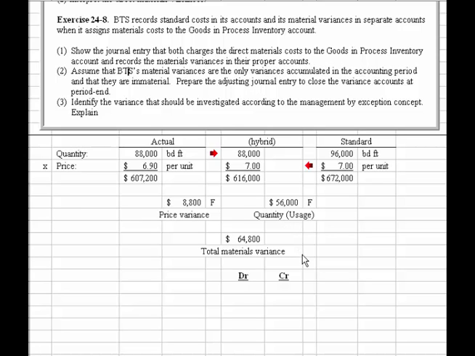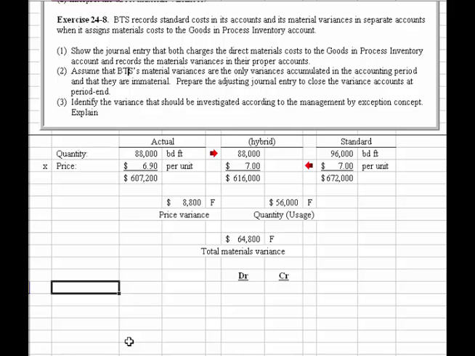And if we add those two together, we had a total of $64,800 of total materials variances. And that also was favorable. I'll put an F in there. Alright, well, normally the price variance gets recorded at the time you've learned of it. So we're going to assume that we purchased the 88,000 units in one purchase.